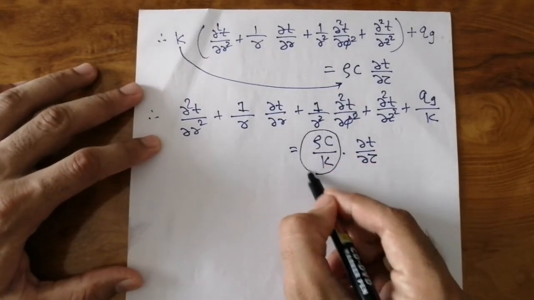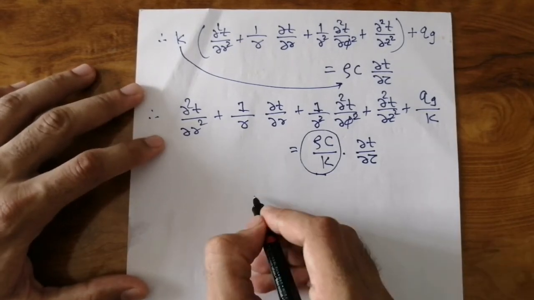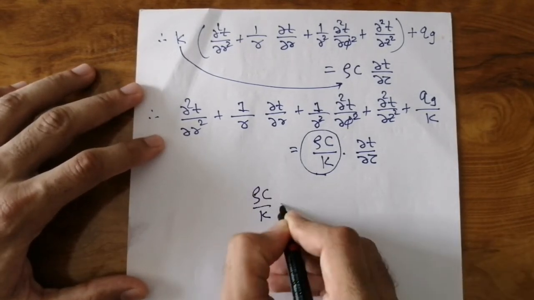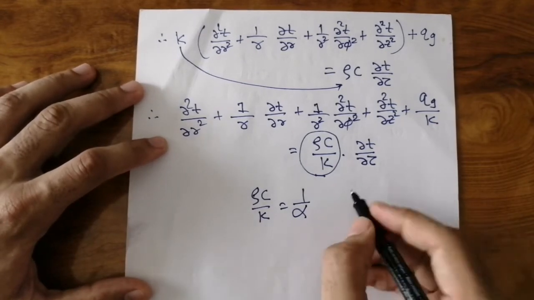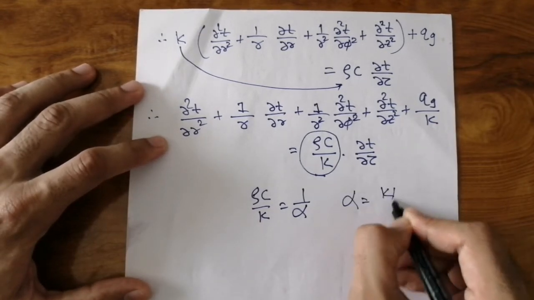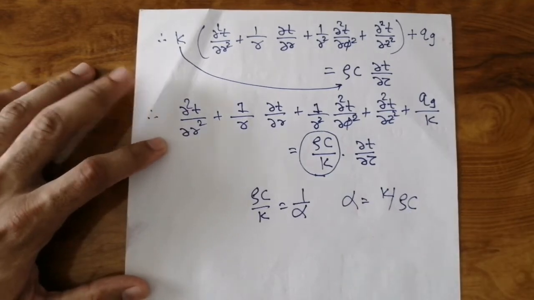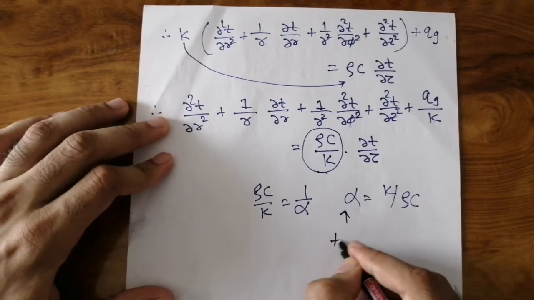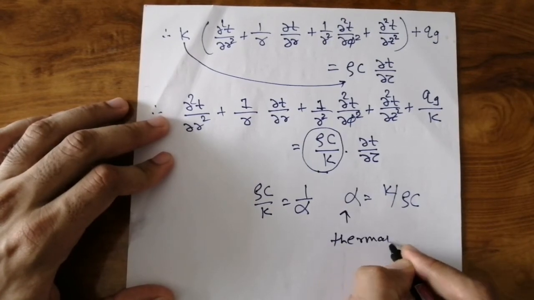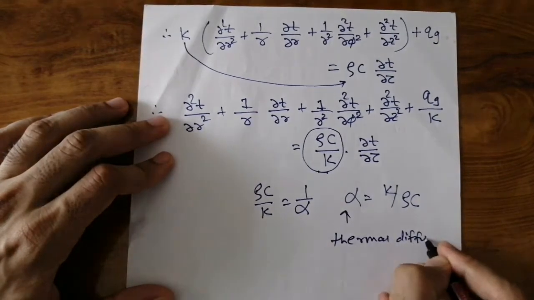Now I consider rho C by K equal to 1 upon alpha. What is alpha? Alpha is equal to K by rho C. That alpha is called thermal diffusivity.